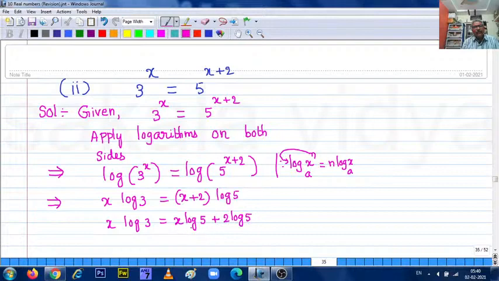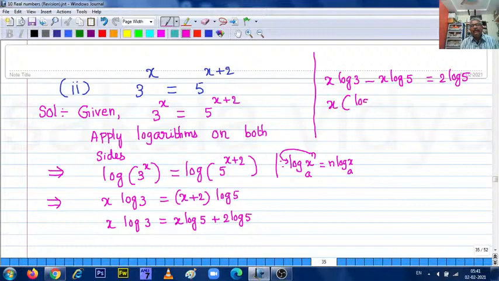What shall we do? Take x log 5 this side. That is called transposing. Transposing x log 5 this side, we get x log 3 minus x log 5 equal to 2 log 5. But we need the x value, so let us take x common out. If you take x common, what do you get now? x times log 3 minus log 5 equals 2 log 5.